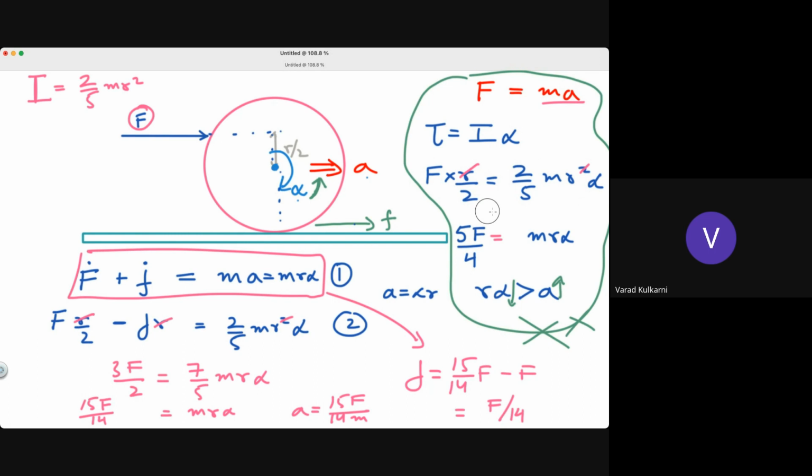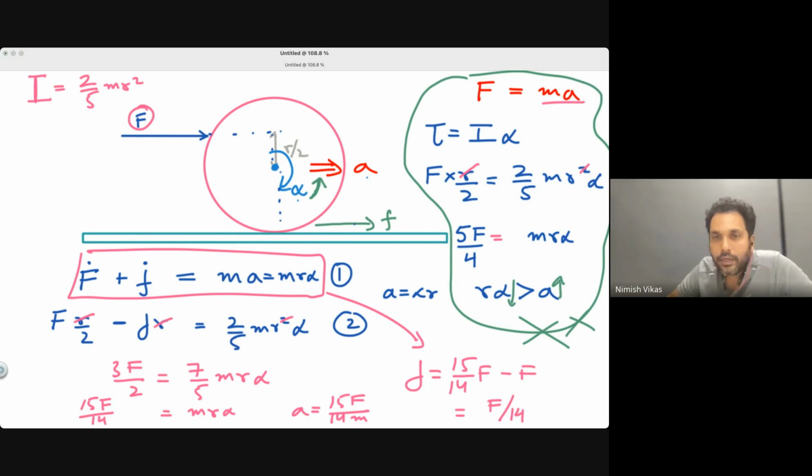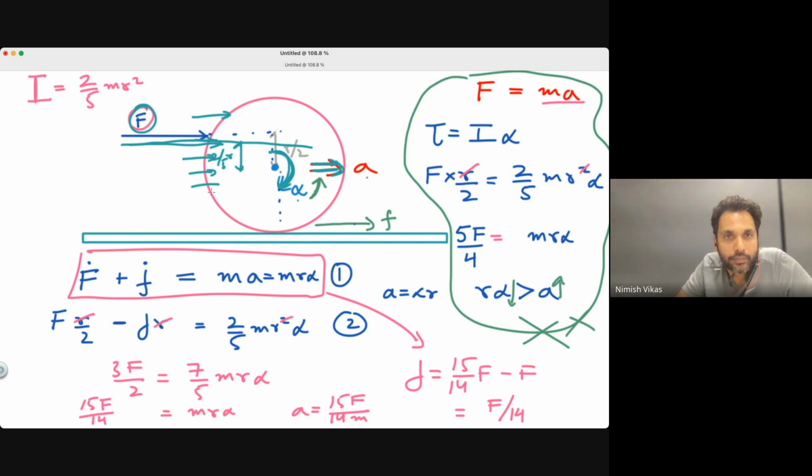Yeah, slightly lower, right? Had it been slightly lower, at a sweet height of 2 by 5R, then my F would have produced exactly the same torque as the acceleration it is producing. The alpha and A would have been exactly the same and it would have been pure rolling. Any point above is too much alpha. Any point below will be too little alpha, right?